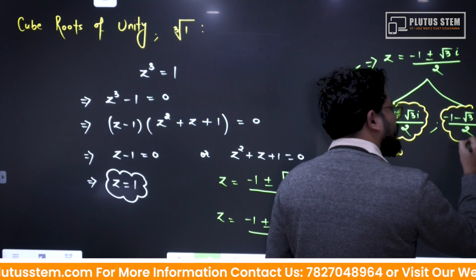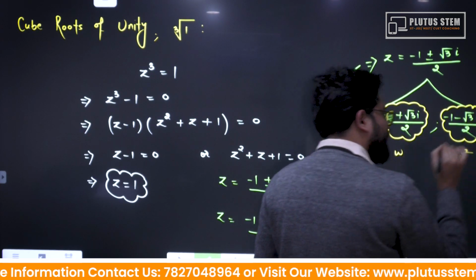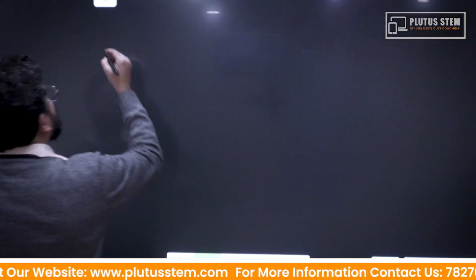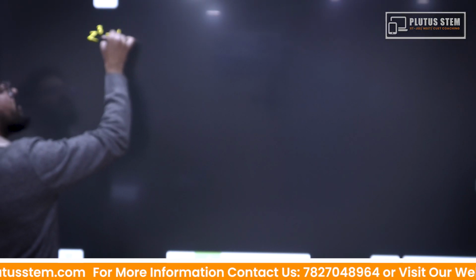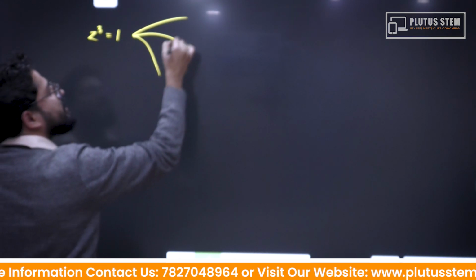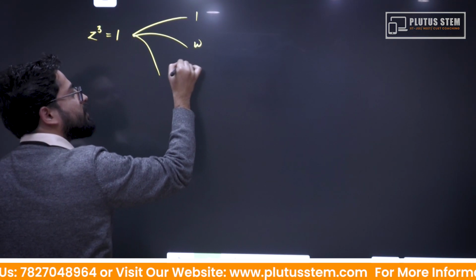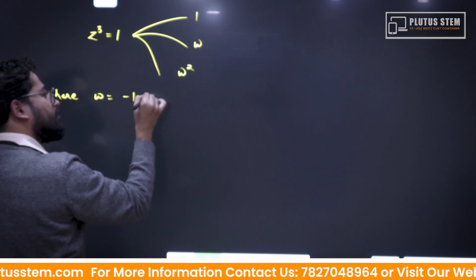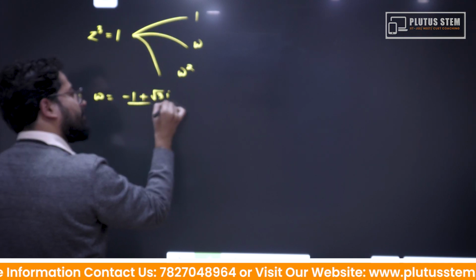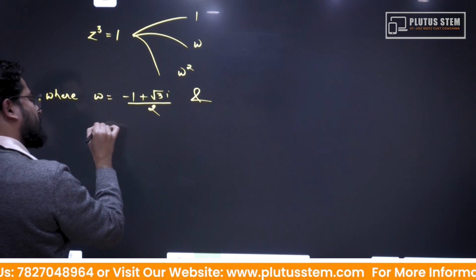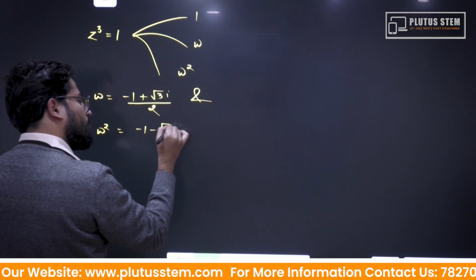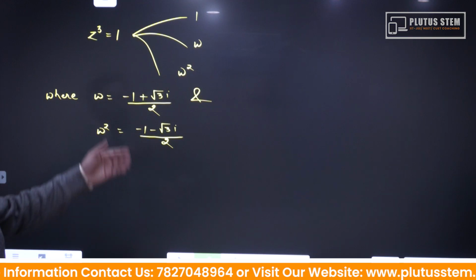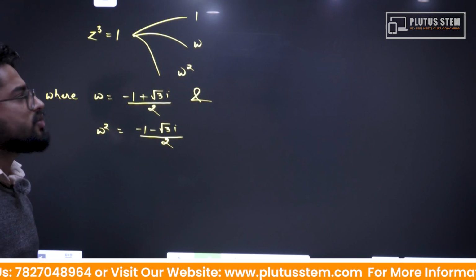And automatically when you calculate it, the other will be omega square. So the cube roots of unity, that is, the equation z cube is equal to 1, has three roots: one is 1, second is omega, next is omega square, where omega is equal to minus 1 plus root 3 iota divided by 2, and omega square is minus 1 minus root 3 iota divided by 2. These are the two values, omega and omega square, and one is your real root, that is 1 here.